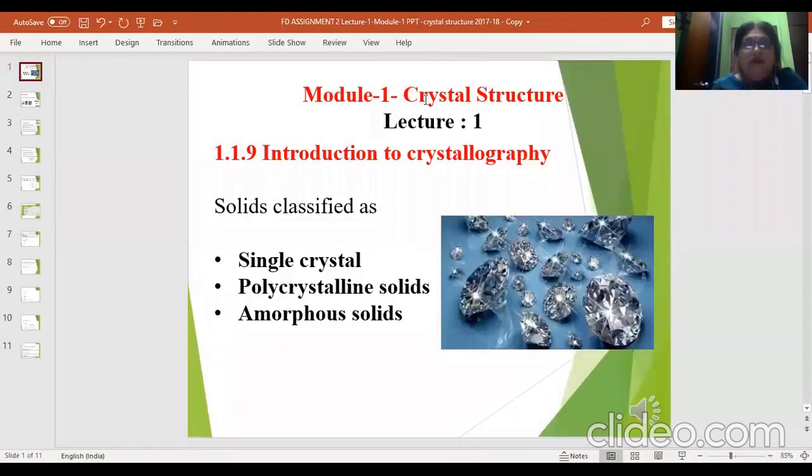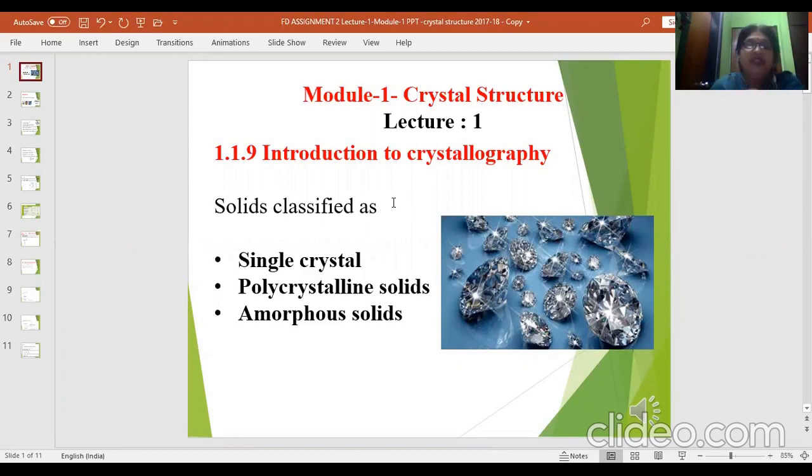Good evening, everyone. Today I'll be taking module 1, crystal structure. Under that, the first lecture, that is, introduction to crystallography. Now we know that there are three states of matter: solid, liquid and gases. We know that solids have a definite shape, size and volume also, but when it comes to liquid they will have definite volume but no shape, and similarly when it is gases they will have no definite shape or size.